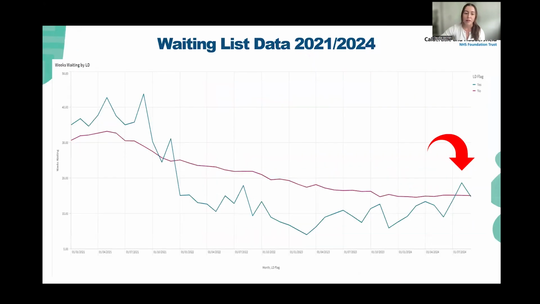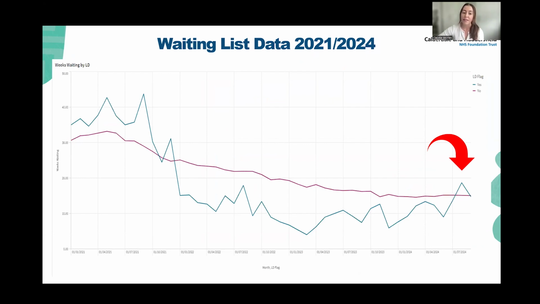Next slide, please. So this is an example of a graph showing our patient waits for people with learning disabilities compared to the general population. So back in 21, when we decided as a trust to prioritise patients with learning disabilities, you can see that we consistently reduced the wait time to be less than the general population. Until quite recently, where you can see the big red arrow, we did see a spike in this increase.